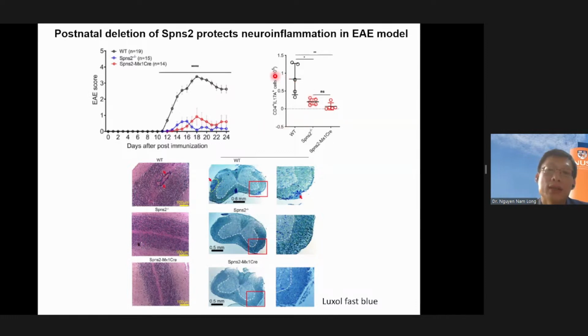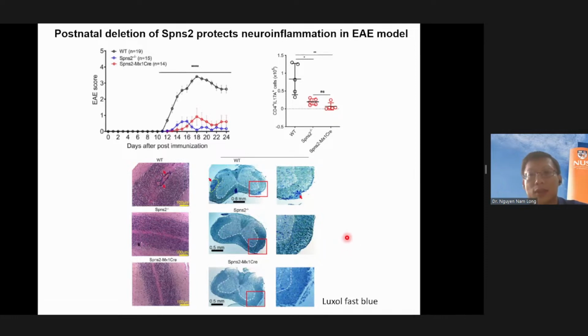When we measure the pathogenic T cells, in this case Th17, these pathogenic T cells actually decrease in the brain. So basically they cannot infiltrate the brain to induce neuroinflammation like in the wild type mice. And we could clearly see the protective phenotype in the two knockout mice here. For the myelination, we did a very simple experiment, staining with Luxol fast blue, and we could see that the myelination of the animals is still quite preserved.